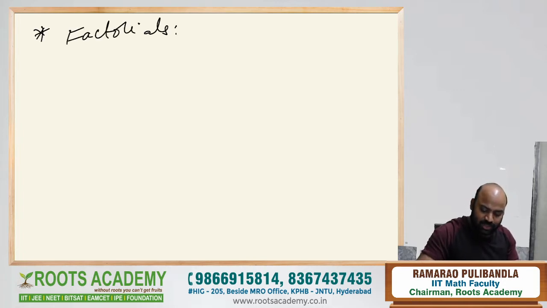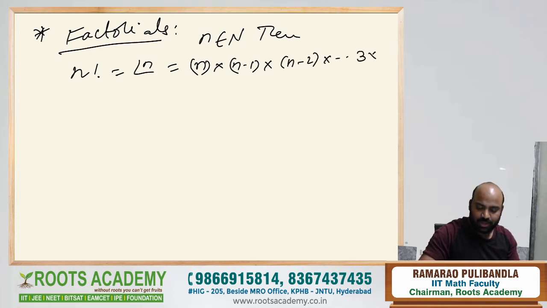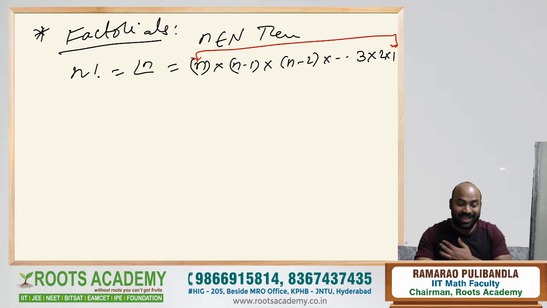If n is a natural number, then n factorial is written like this. It is nothing but the continuous product starting from n: n into (n minus 1) into (n minus 2), and so on, down to 3, 2, 1. Starting from n and ending at 1, this continuous product is called the factorial.